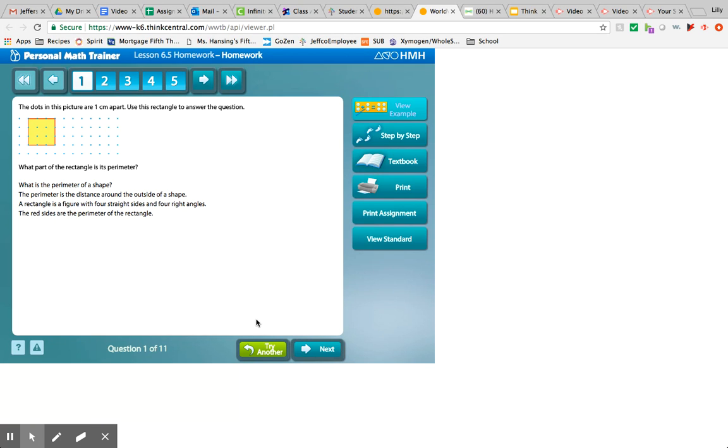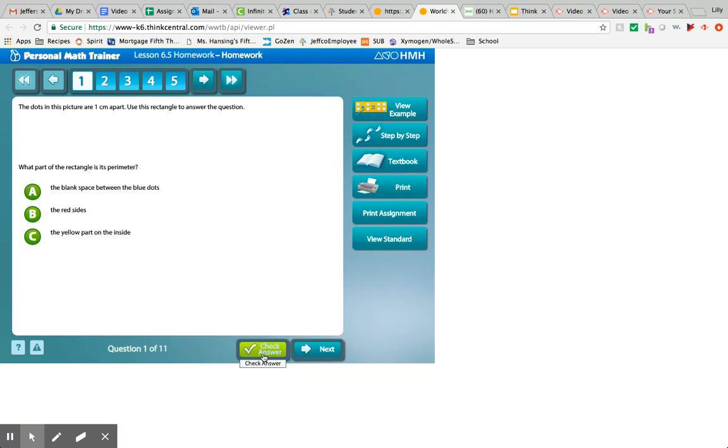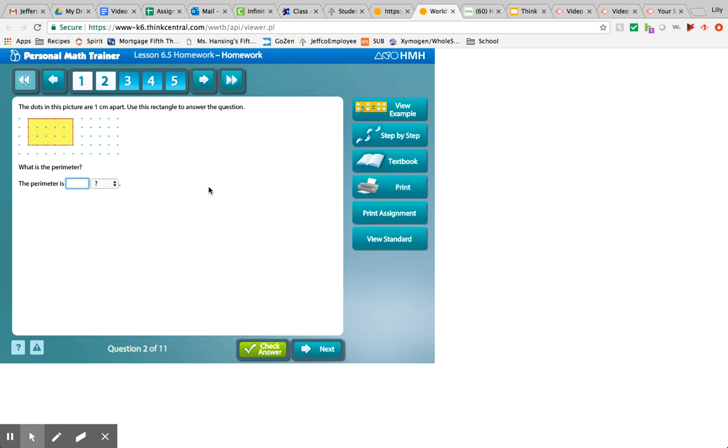So now I need to go down here and click Try Another. You can see that it's a very similar question, or a similar shape. What part of the rectangle is its perimeter? But now, because I viewed the example, I know the perimeter is the red sides, the outside of the shape. So now I can click B with confidence that I have answered the question correctly. So I'll go to Next.